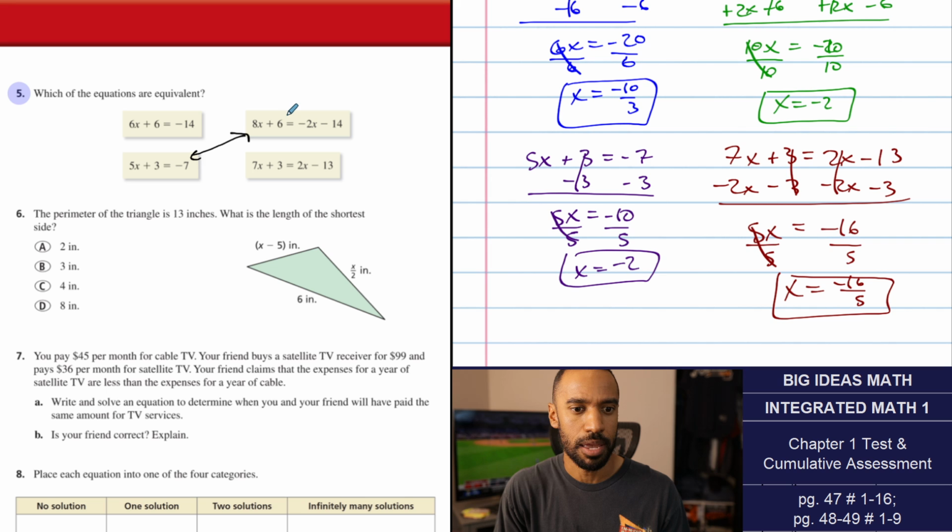So the only two that are the same are these two right here. They both have the same answer. The others have different answers from these and different answers from each other.